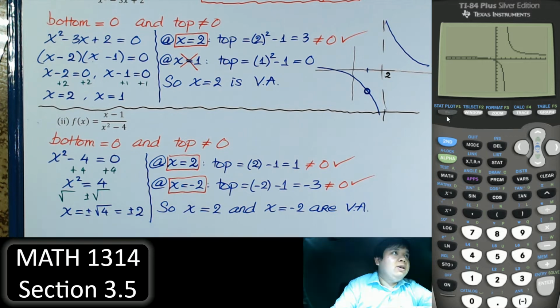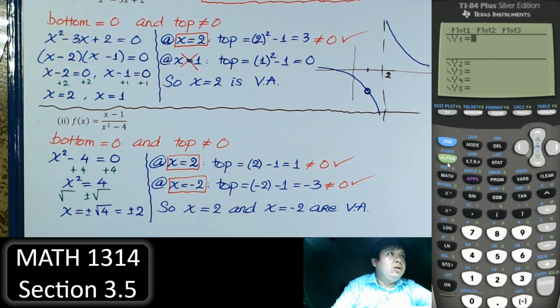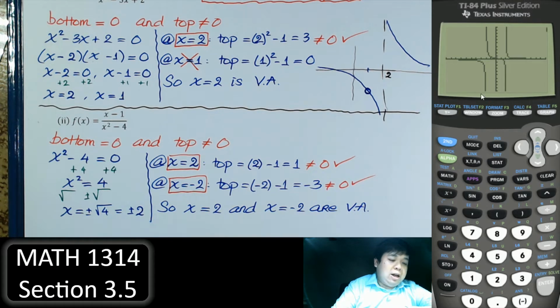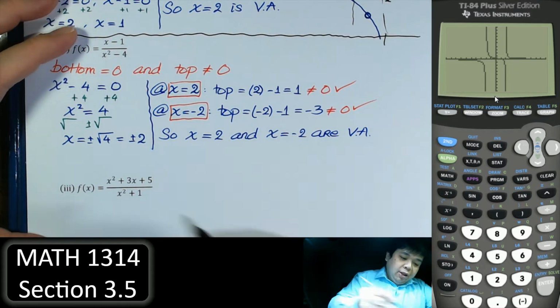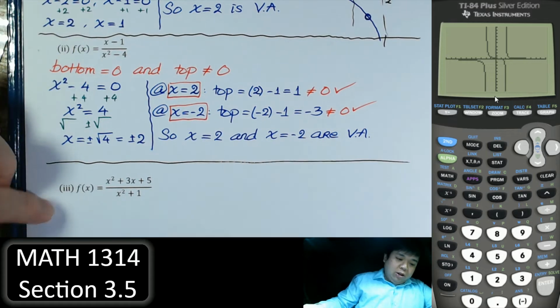Let's look at the graph. If we want to enter the function as a rational function, hit alpha y equal, and then we have x minus 1 on top, x squared minus 4, then we graph. You see there's a vertical asymptote at negative 2 and at 2. Right. Now go to the next one.